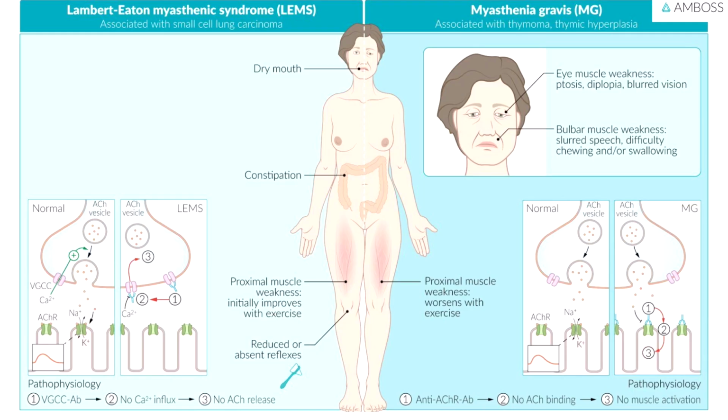All right, now if we return to this image from Amboss and we focus on the left side of the image, we can contrast the symptoms of Lambert-Eaton myasthenic syndrome with myasthenia gravis. So on the left, we can see dry mouth, constipation, proximal muscle weakness that initially improves with exercise, and reduced or absent reflexes. Keep this image in mind to help you distinguish the clinical presentations of both diseases.